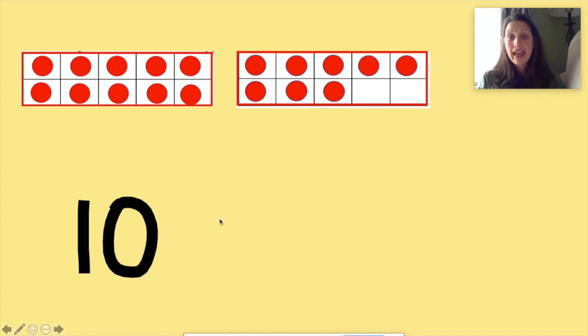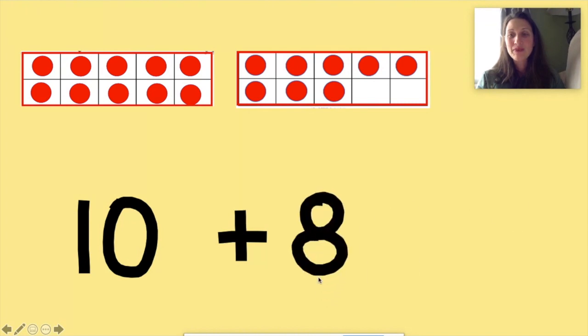Now we're going to add to that the number of counters that are in this tens frame. It's not full, so it can't be 10. You might be able to figure it out just by looking at it. But if you're not sure, you can count. Here we go. 1, 2, 3, 4, 5, 6, 7, 8 counters. So I'm going to add 8 to my number sentence.